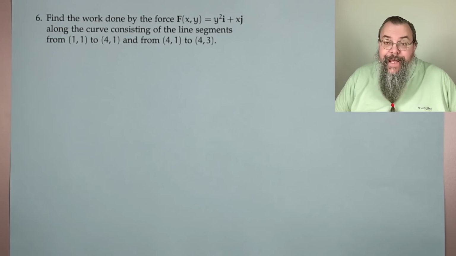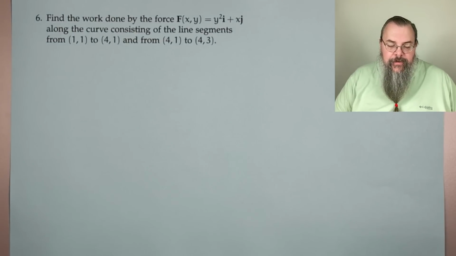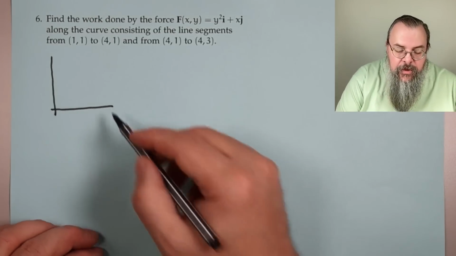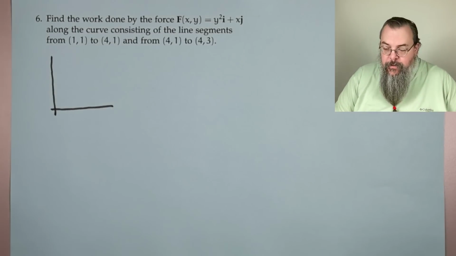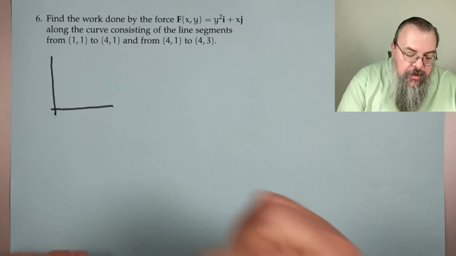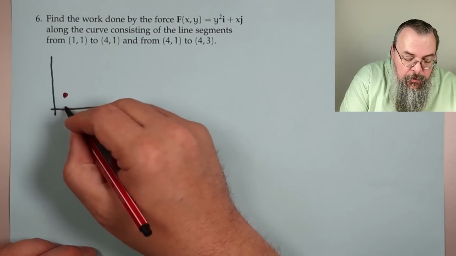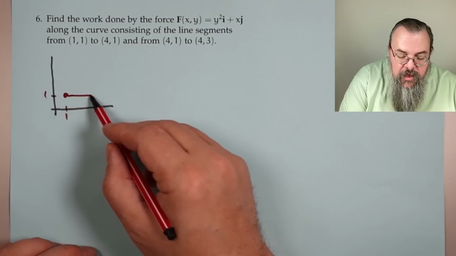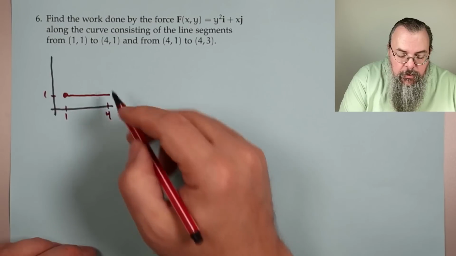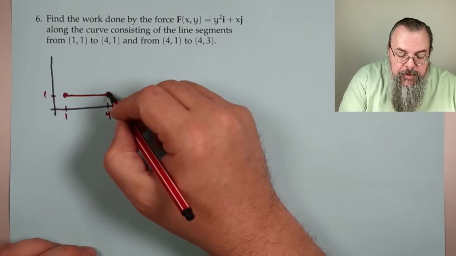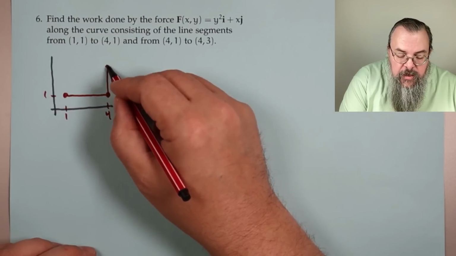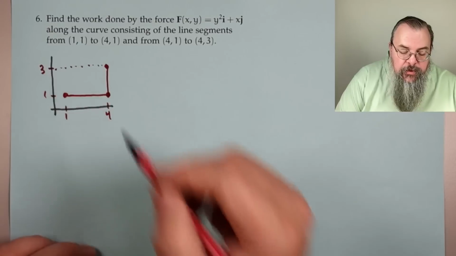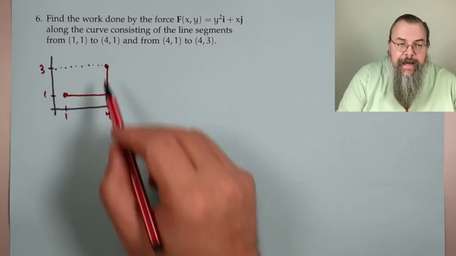All right, let's sketch where this is. Let's see our journey we're about to take. So we're going to start at 1, 1. And okay, let's mark it. Here we are, 1, 1. And then we move horizontally to 4, 1. And then we move vertically up to this point, 4, 3. So we're doing a little action.